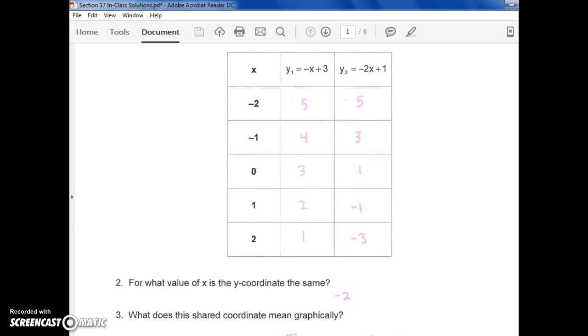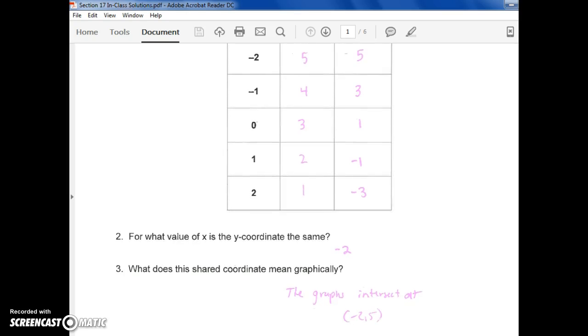Question 2 on that says, for what value of x is the y coordinate the same? So basically what we're looking for between these two equations is whether there is a place where they have the same y value. It appears to be right here. So we have a y value here of 5, and that occurs at negative 2. So the value of x, where the y coordinate is the same, is negative 2.